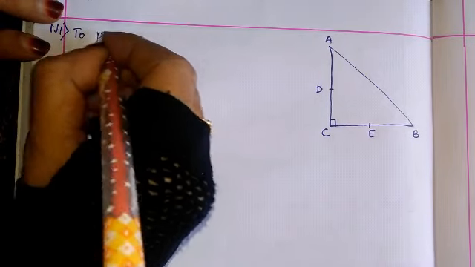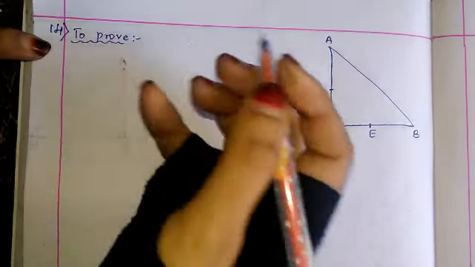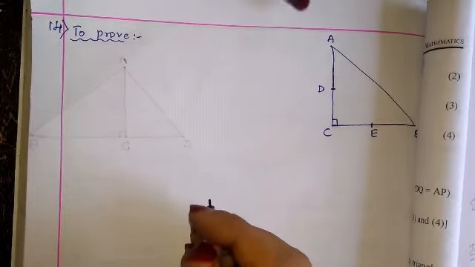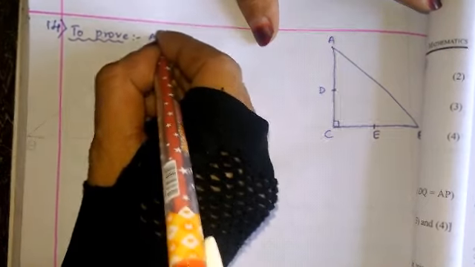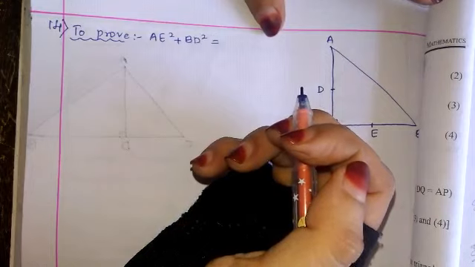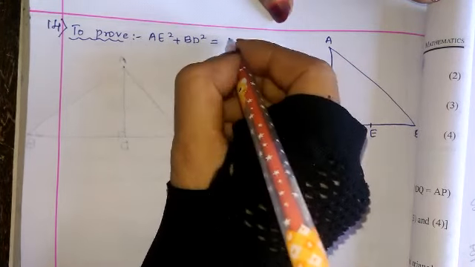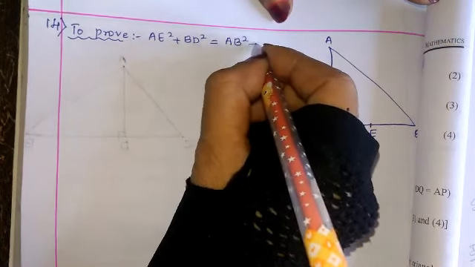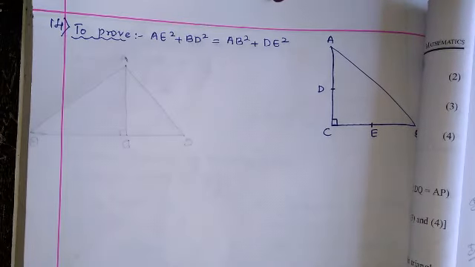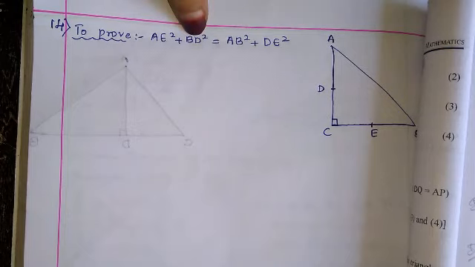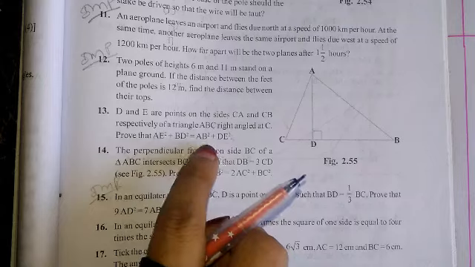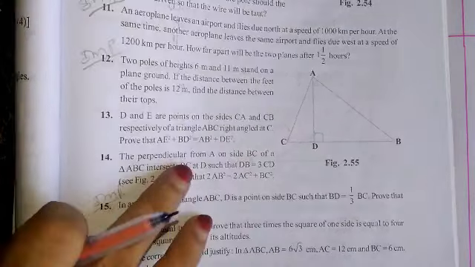They have told to prove that AE square plus BD square is equal to AB square plus DE square. They have told these to prove. You can see here AE square plus BD square is equal to AB square plus DE square. This we have to prove.